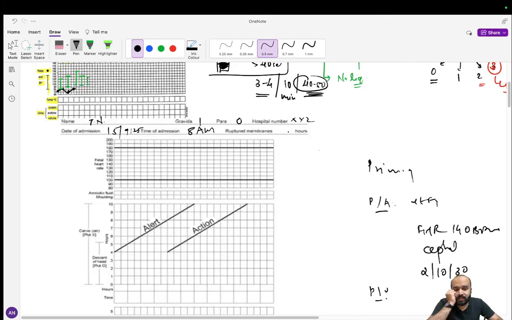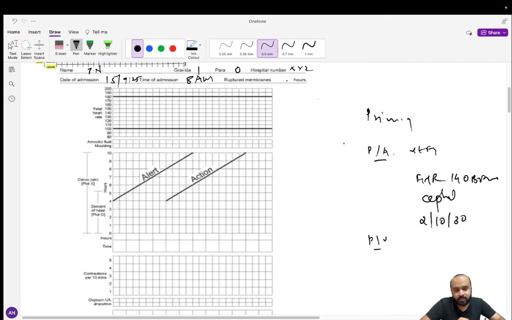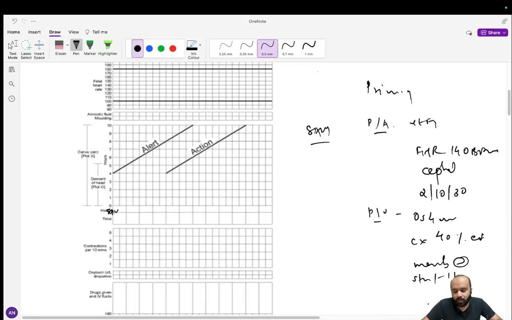Her per vaginal examination findings, now this is by the way at 8 a.m. when she has come to me, so I'll just write over here 8 a.m. Her per vaginal findings are os is 4 centimeters, the cervix is 40 to 50% effaced, membranes are absent, so amniotomy has already occurred spontaneously, and the station is -1. Remember, -1 has no place for plotting on the abdomen.